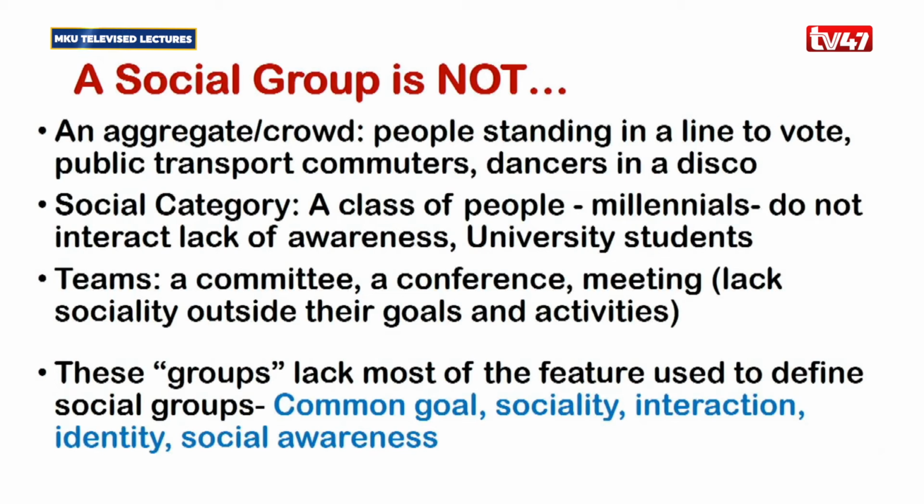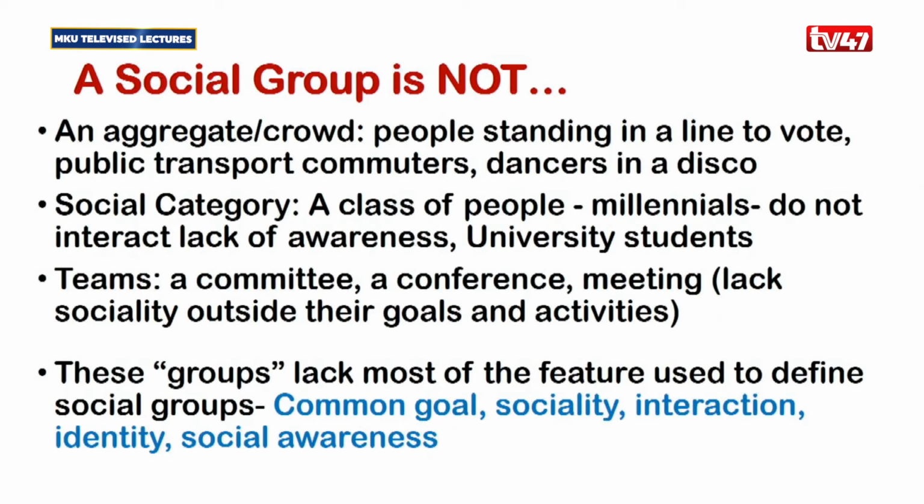Then you have a class of people, for instance, millennials or university students, who interact, but they have no sense of personal awareness of one another. They will look at themselves as university students, but they belong to a class. They don't constitute social groups.